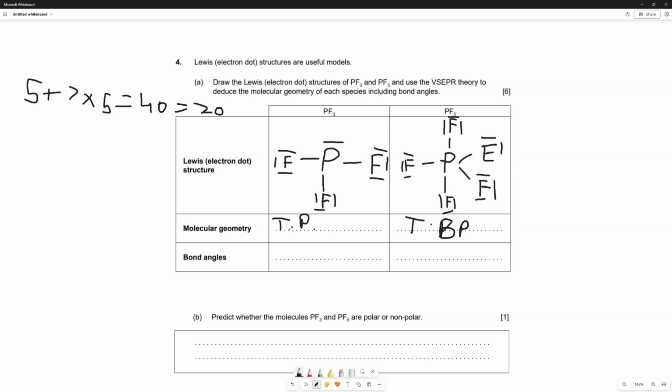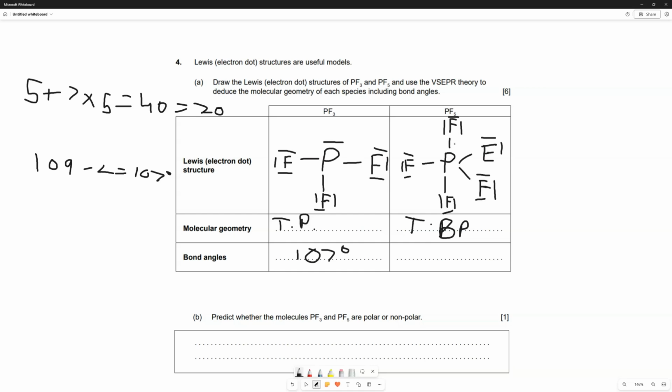As for the bond angle, this is tetrahedral because it has 4 electron domains. The bond angle is 107 because the tetrahedral shape has a bond angle of 109, and since it has 1 lone pair, you subtract 2, which gives you 107 degrees.